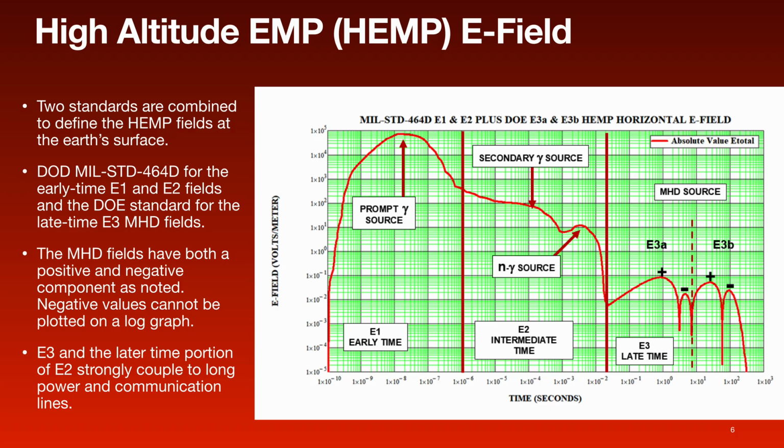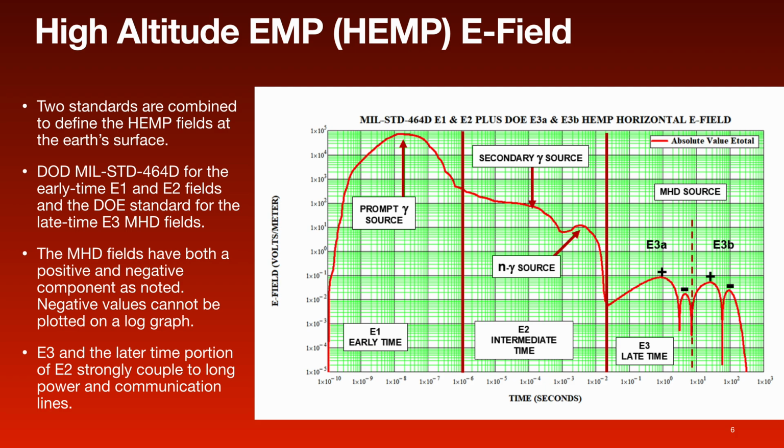The two processes occur in different time regimes and have different geographical distributions of the electrical field at the surface of the Earth. Although observed in the 1962 Starfish Prime test and early Soviet high-altitude nuclear tests, detailed models of the MHD signal are from fairly recent research compared to E1 and E2. During my career, the MHD signal was not well modeled and was not included in most HEMP assessment calculations.